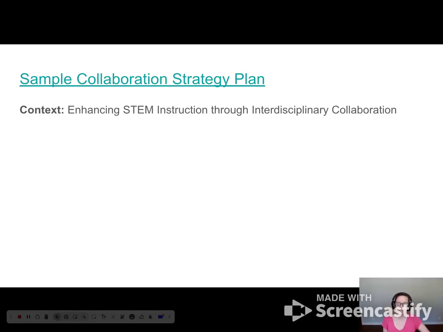So I'm providing you a sample collaboration strategy plan so that you can get a feel, again, just to see what it looks like to help you understand what your assignment is this week. So here's a brief example of what a strategy plan might look like. It defines the team, the goal, the structure for working together, the barriers like scheduling that are anticipated and addressed proactively. So this one is about enhancing STEM instruction through interdisciplinary collaboration.